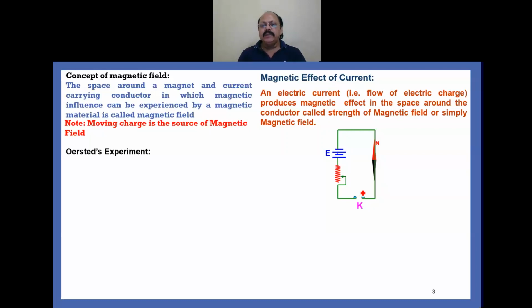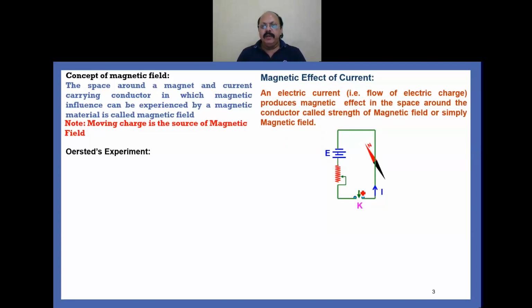As we close the key, then what happens? Then current starts flowing through the conductor, and the needle gets deflected. It means the magnetic needle experiences the magnetic influence due to the magnetic field around the current carrying conductor.